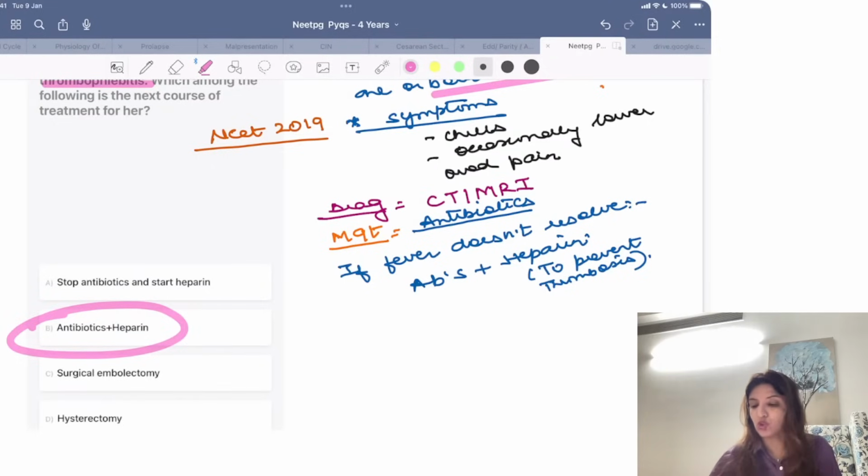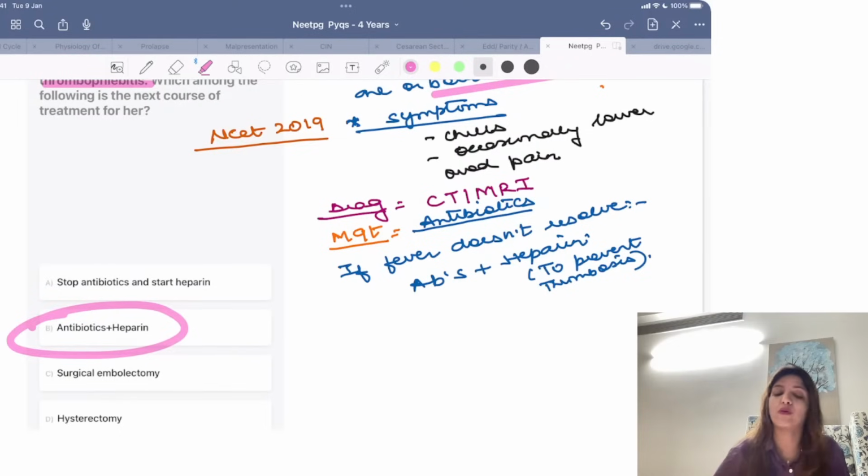You are not going to stop giving her antibiotics. It is antibiotics and heparin, right? So in septic pelvic thrombophlebitis, no other question can be made except this, the management of septic pelvic thrombophlebitis.